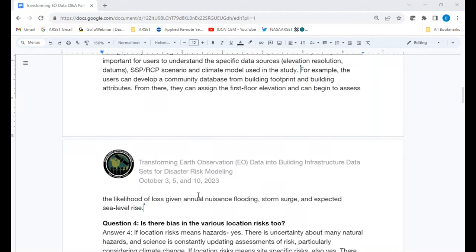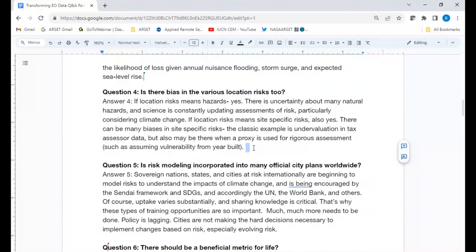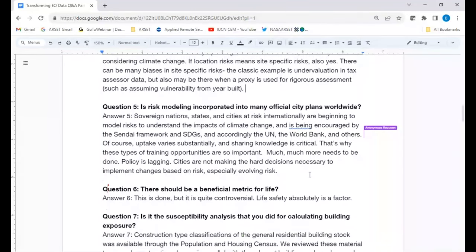Great, thank you. And thank you, Georgiana, for chiming in on that as well. Question four, is there bias in the various location risks too? It looks like this may have something to do with Charlie's presentation. If location risks mean hazards, yes. There is uncertainty about the many natural hazards, and science is constantly updating assessments of risk, particularly considering climate change. If location risks mean site-specific risks, also yes. There can be many biases in site-specific risks. The classic example is undervaluation in tax assessor data, but also when a proxy is used for rigorous assessments, such as assuming vulnerability from year built. So hopefully that gets to the heart of the question that was asked.